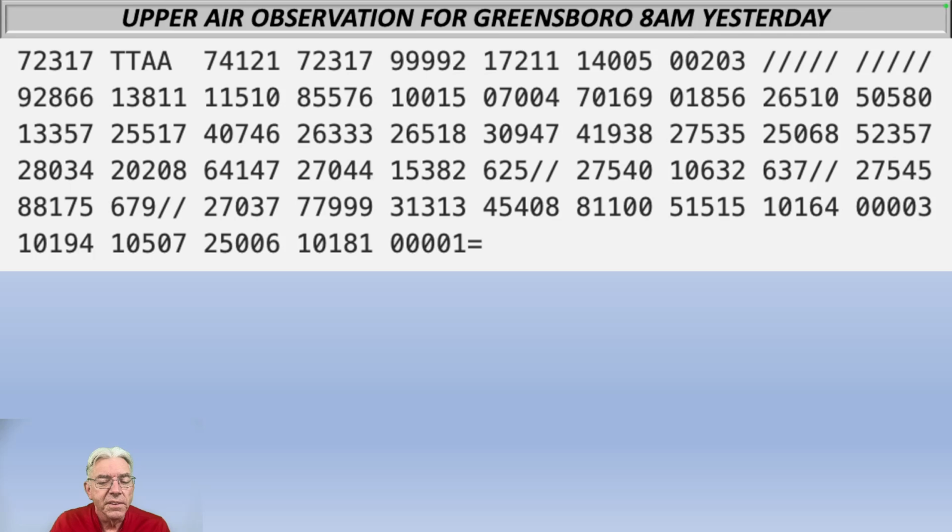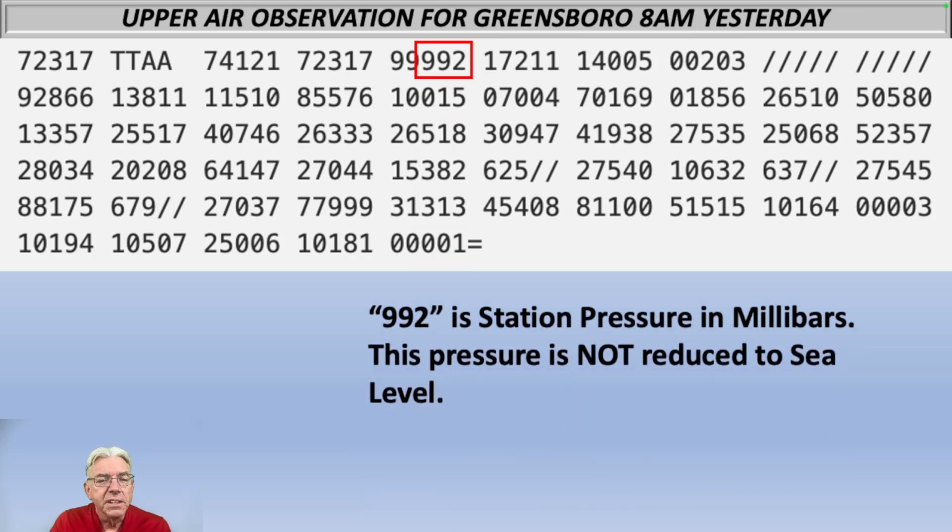And then the 992 is the station pressure in millibars, okay? It is not reduced to sea level. And so if you were out of Denver, that number might be in the 800s somewhere because they're a mile above sea level. So this is the actual pressure not reduced to sea level. And by the way, just to refresh all of our memories, the reason that we reduce the pressure to sea level is that if we didn't, then all the lows would be over the mountains and all the highs would be over the ocean.